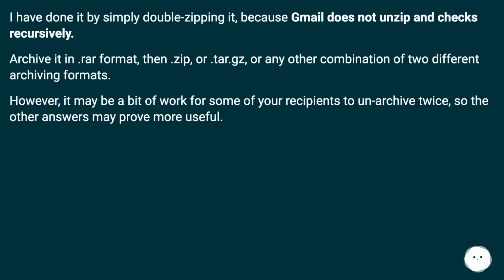I have done it by simply double-zipping it, because Gmail does not unzip and checks recursively. Archive it in .rar format, then .zip, or .tar.gz, or any other combination of two different archiving formats. However, it may be a bit of work for some of your recipients to archive twice, so the other answers may prove more useful.